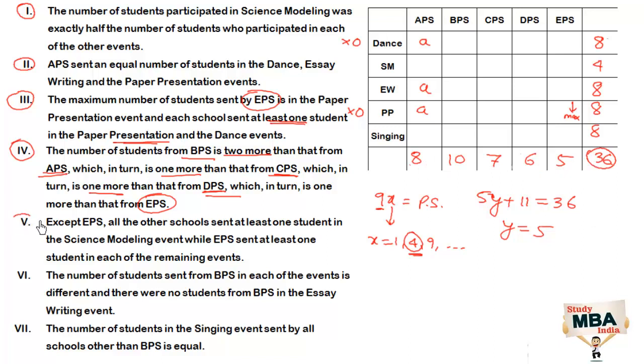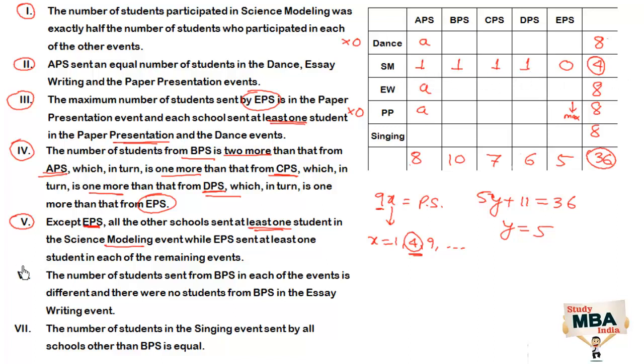Now let's take the fifth condition. It says that except EPS, all the other schools send at least one student in science modeling. That simply means that from EPS, no student is participating in science modeling, or we can say that there are 0 students participating in science modeling from EPS. Now we also know that the total number of students participating in science modeling is 4 only, right? And each school except EPS has sent at least one student to science modeling. That simply means that from APS there will be one student participating in science modeling. Similarly from BPS also, CPS also, and DPS also, right? So we have completely filled the data for row 2, right?